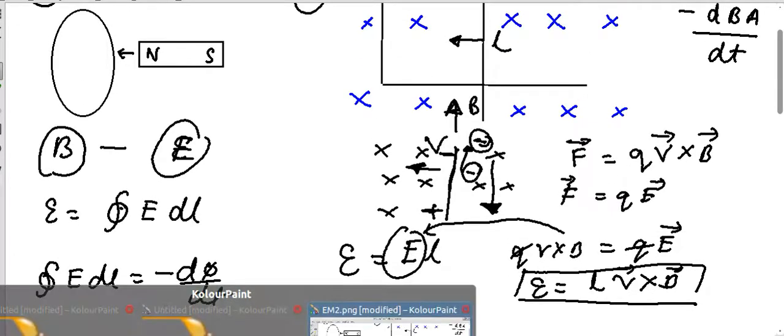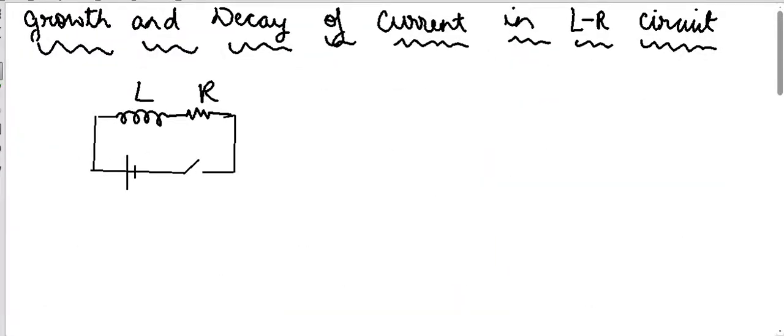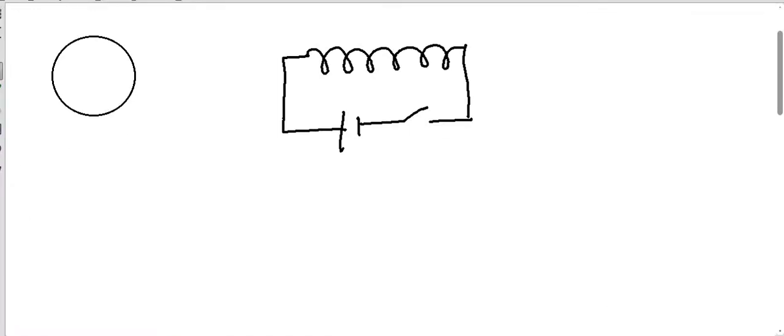So this allows us to continue to our next topic. Let's see. Next topic is self-inductance. So what is self-inductance?